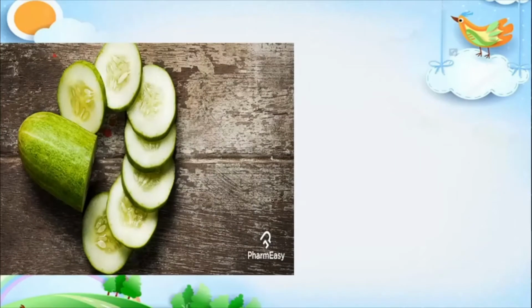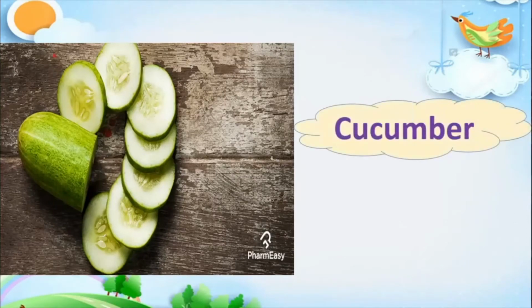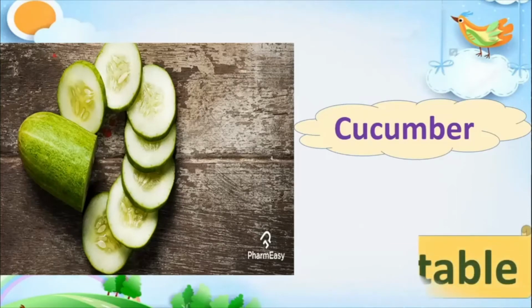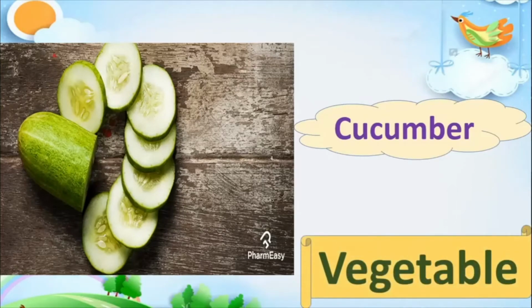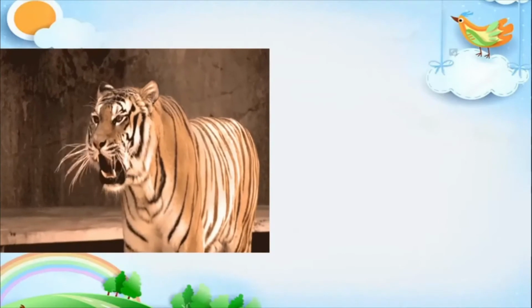Yes, what is this now? This is called kheera, or it is also called kakdi. In English, we call it the cucumber. What do you call it? Cucumber. C-U-C-U-M-B-E-R. So let's read the name once again. Cucumber. Okay? And the cucumber is a vegetable. Cucumber, vegetable. Next. Oh, I like this animal very much.